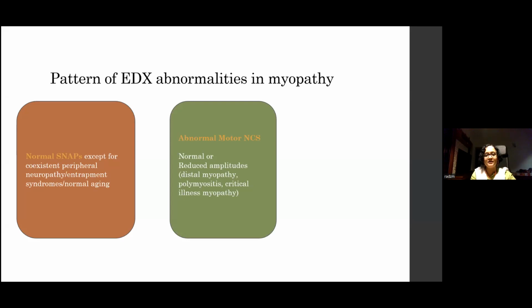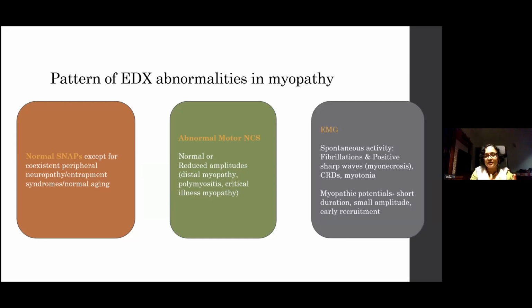So motor amplitudes are reduced only in certain types of myopathy, like distal myopathies, because you test your distal muscles with the motor studies, while the rest of the myopathies can be quite proximal. Or motor studies may be abnormal in very severe, generalized, raging polymyositis, the polymyositis that is so bad that the patient comes in and almost immediately gets intubated. In those bad cases, you can have a generalized reduction in motor amplitudes, and also in critical illness myopathy. It happens in critical illness myopathy probably because there is an element of channelopathy going on there.